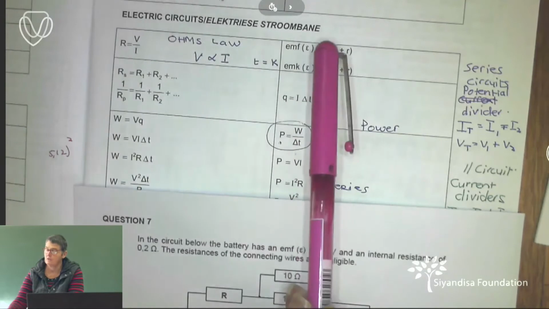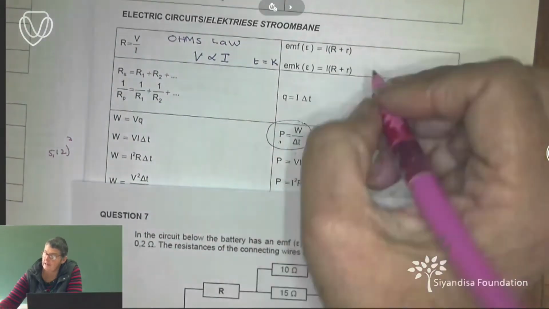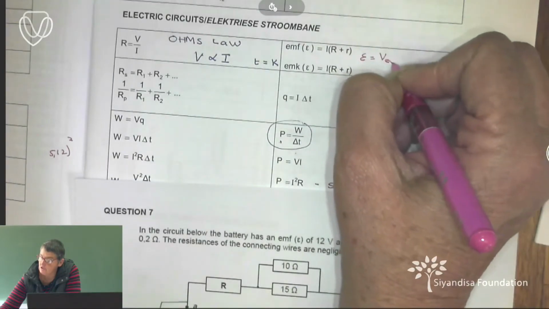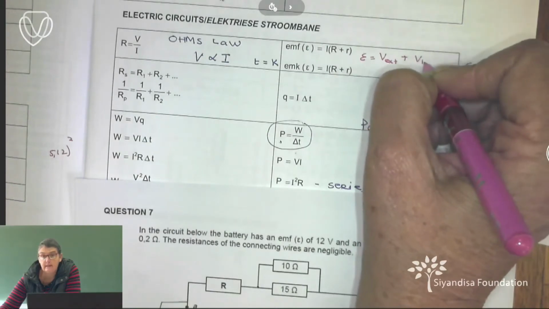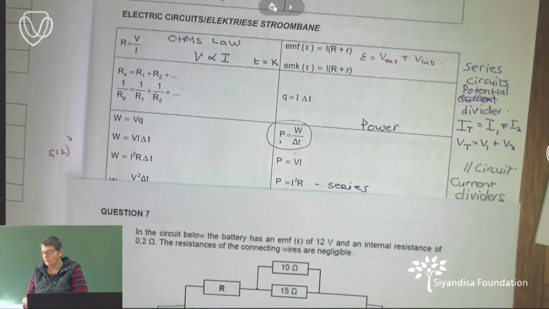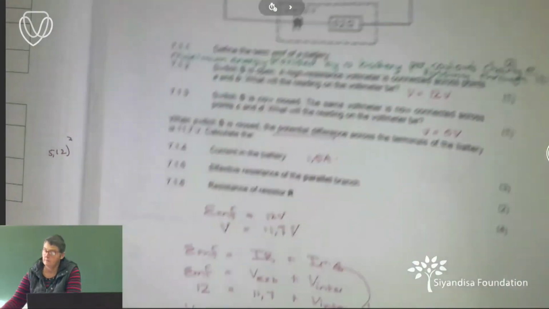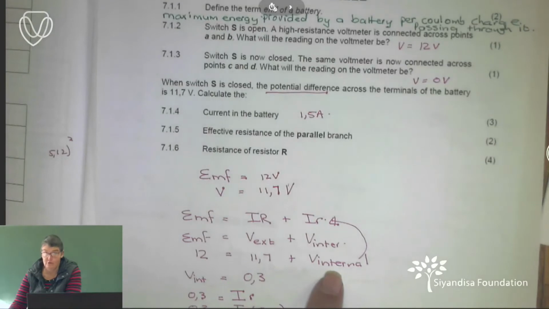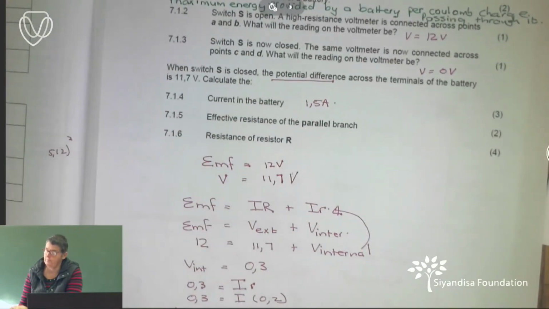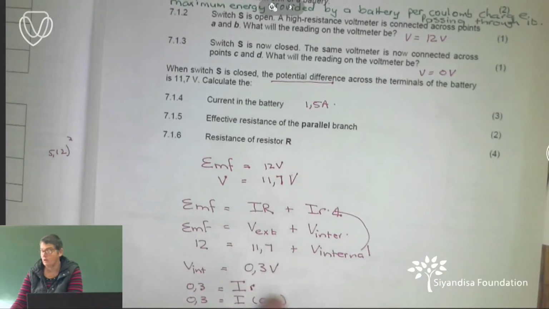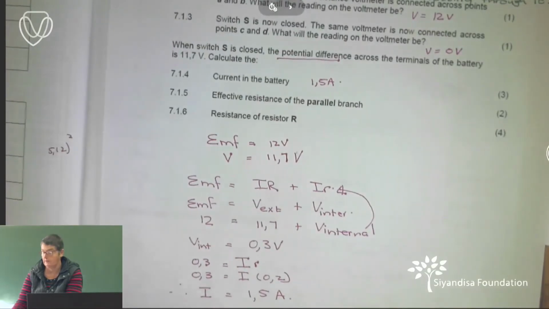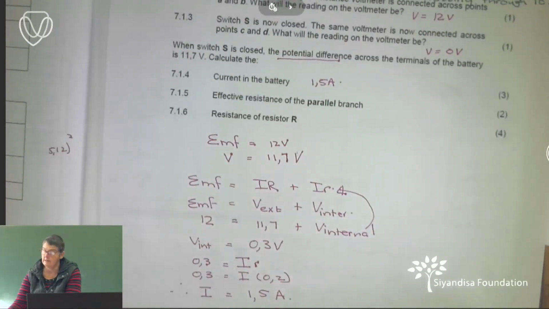Right. So I went to this formula, and I know that I can rewrite this formula as EMF is equal to V external plus V internal. So I rewrote it as V external, V internal. I know that this was V external because that was my potential difference. So I could work out my lost volts. Some books refer to it as lost volts. Once I had my lost volts, I could work out my current. Okay. Right. So now I know that that is my current.